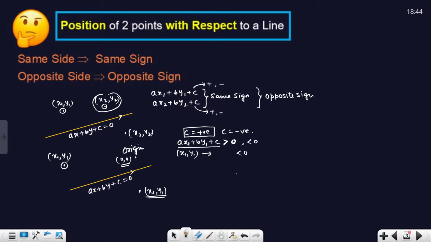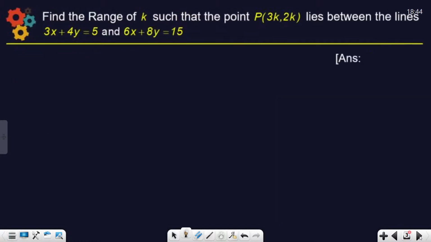As simple as that. Whenever 1 point is given to us, we will take help of the origin and we will say that the point is on the side which contains the origin or on the opposite side from the one which contains the origin. That's it. Whenever 1 point is given, we will take the help of the origin. Okay, let us take some problems based on this.